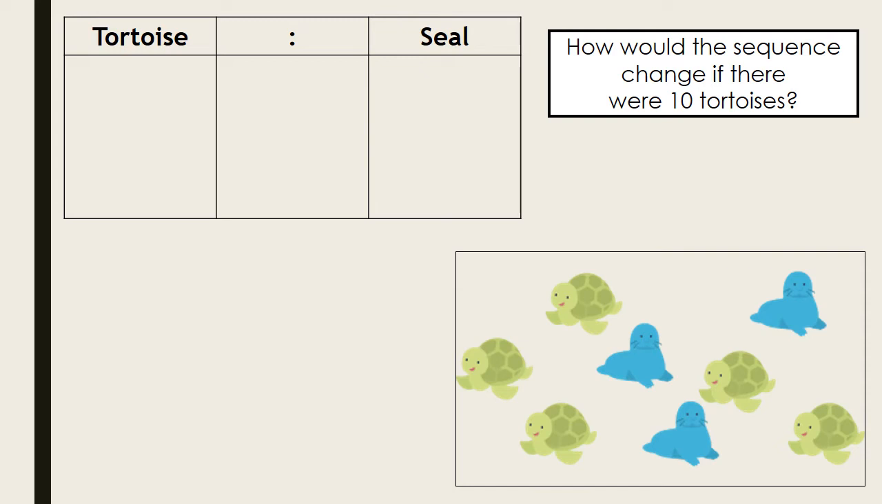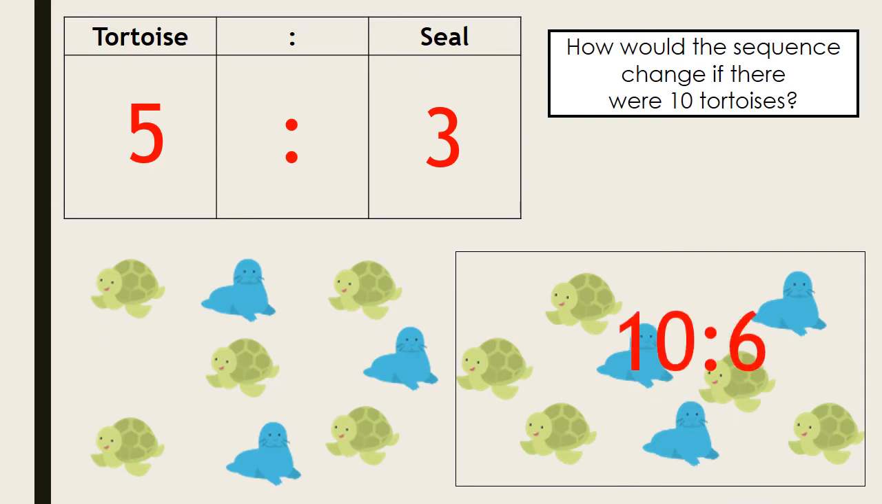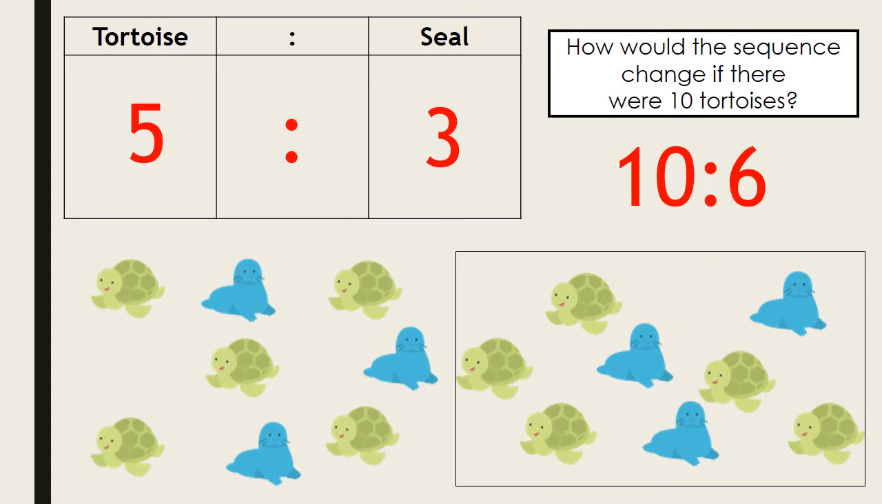How would we represent that using ratio? Well, we'd write down that there are 5 tortoises to every 3 seals, and we write our colon in the middle to show 5 to 3. But what if we doubled the number of tortoises in an environment? Well, we'd also need to double the number of seals. Now we know we've got 10 tortoises, we know that we also have 6 seals. Whatever I do to one number, I must do to the other, because that's what's needed in that environment.